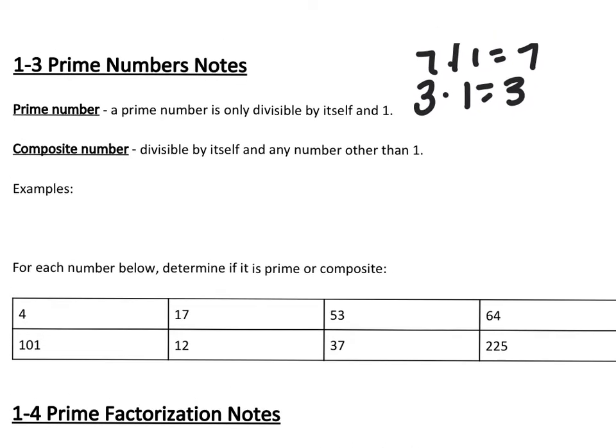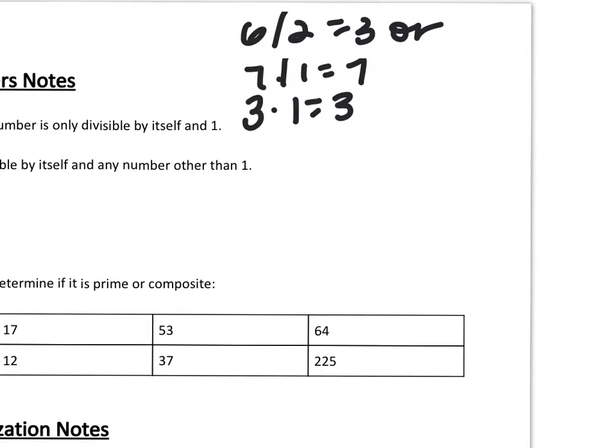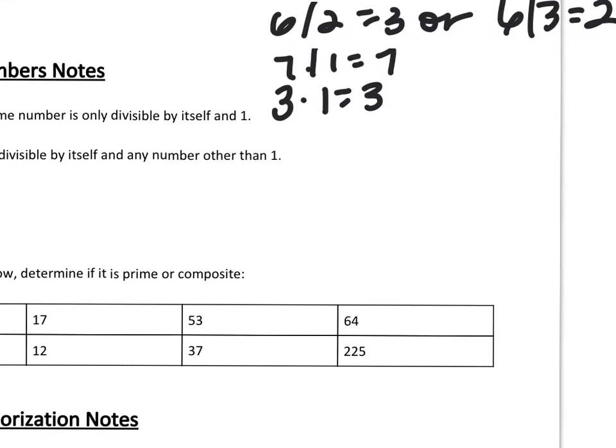Now 6, on the other hand, would not be a prime number because 6 can be divided by 2 or 6 can be divided by 3, right? 2 times 3 is 6. So it's got two parts that can make that up without one of them being a 1.